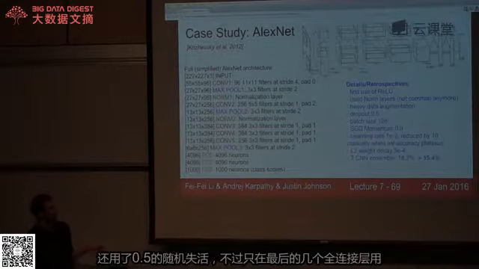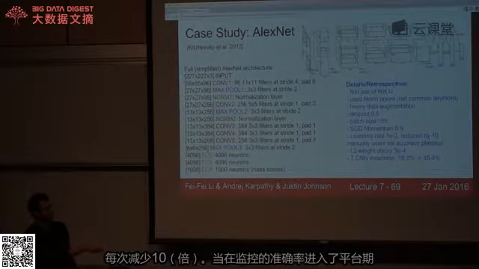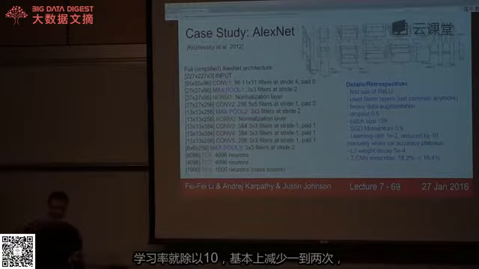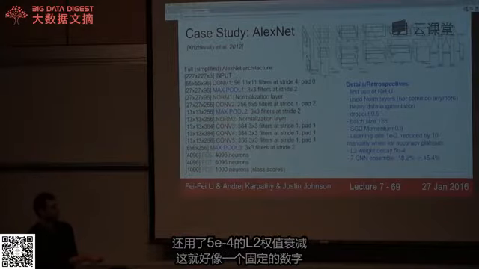It used a dropout of 0.5, but it only used dropout in the last few fully connected layers. It used a batch size of 128, trained with SGD momentum of 0.9. The learning rate was 1e-2, and it was reduced by 10 whenever the validation accuracy, as you're monitoring, plateaued. You'd reduce the learning rate by a factor of 10. And basically, you'd reduce it once or twice, and by then, the network is basically converged and trained. It uses L2 weight decay of 5e-4.